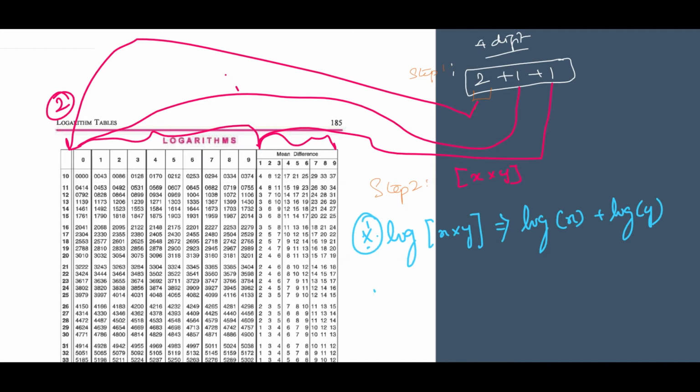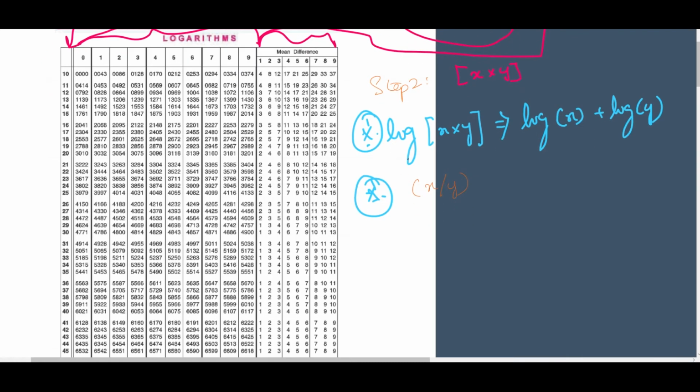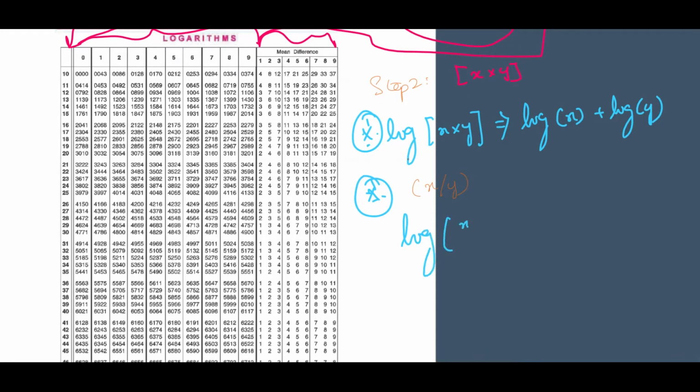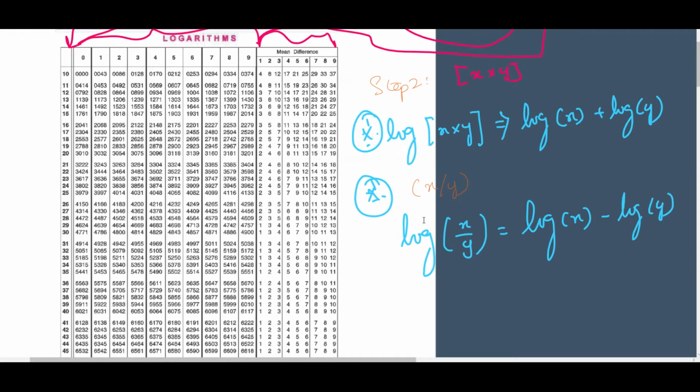Next we go for division. If the number is x divided by y, the rule is subtraction. So the logarithm of x divided by y means we go for log x minus log y. This is the second rule.